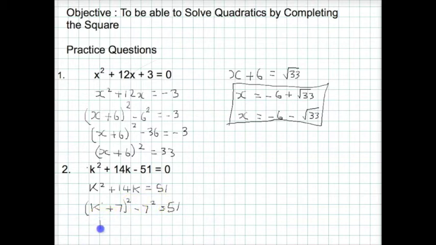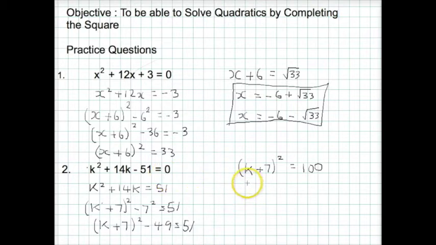Now, if we write that as k plus 7 squared, take away 7 squared is 49, equals 51. If we then take the negative 49 over, we're going to get 100. So if we move up to here, k plus 7 all squared is going to equal a nice round 100. Now, because it looks so simple, the temptation is to leave an answer out.